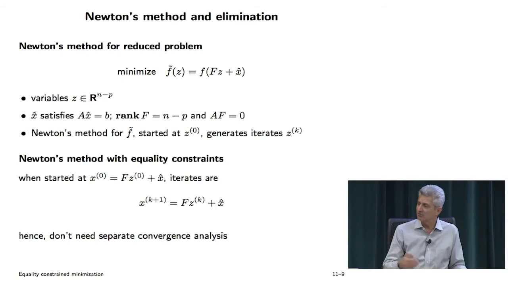We know everything, including for self-concordance, I might add. We know everything. Nothing to do. So you don't need any convergence analysis. That's good.